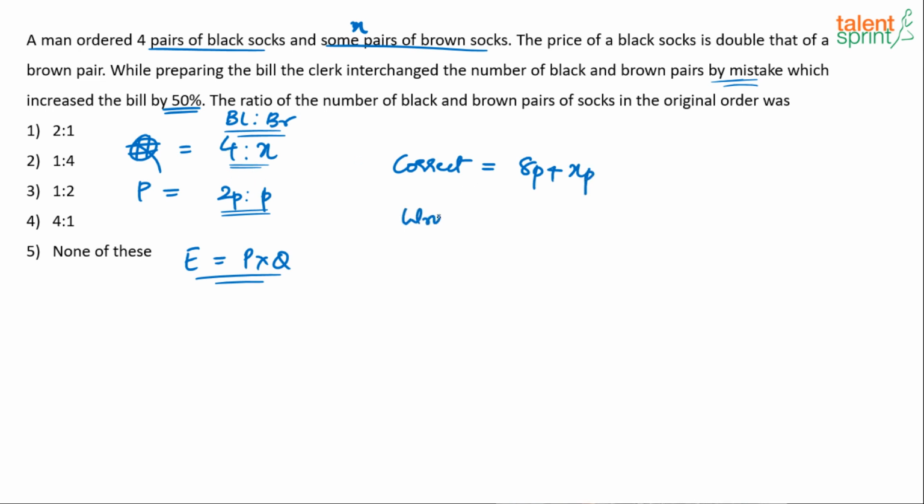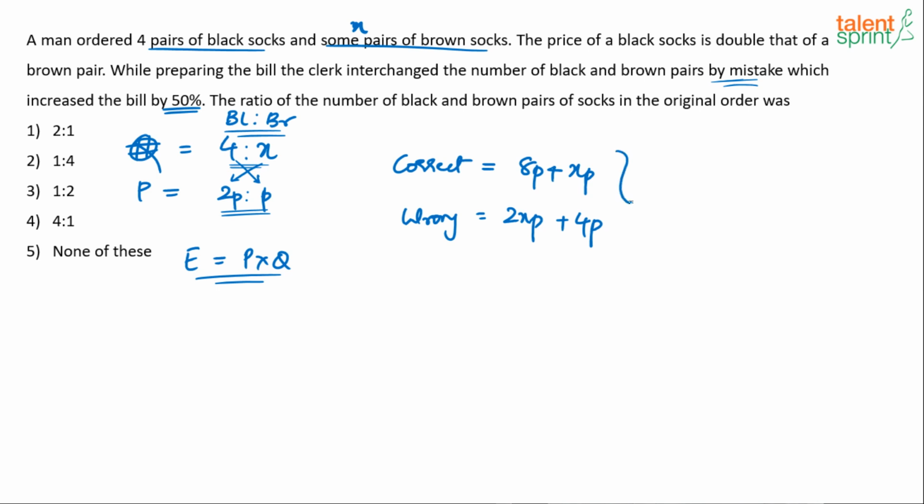What is going to be the wrong bill? See, in the wrong bill, he interchanged. So this should be multiplied with this and this has to be multiplied with this, right? It became X:4. You remember? So X into 2P. So that is going to be 2XP plus 4P, right? Am I making it complex? Now, anyways, try it out. What happens next? What do we have to do?